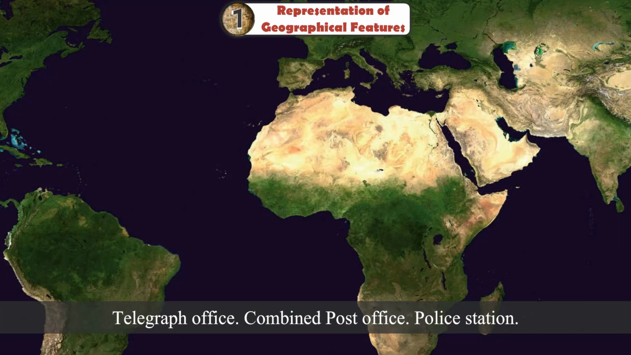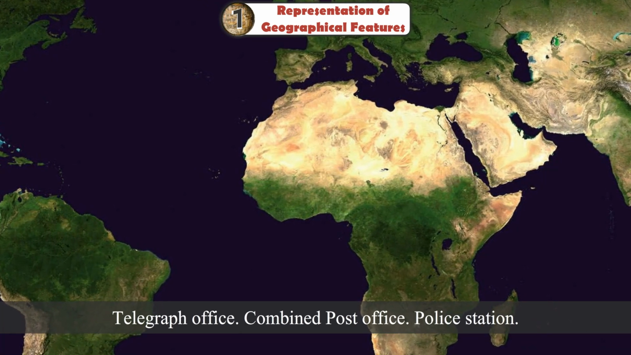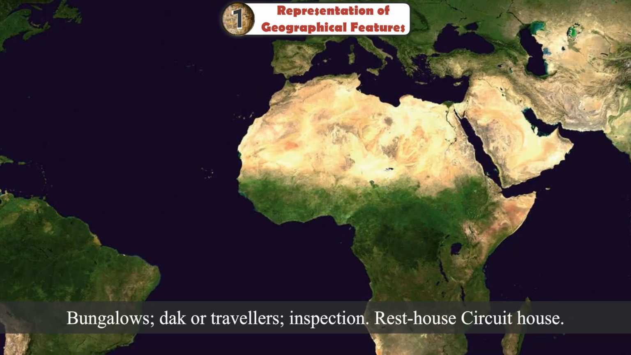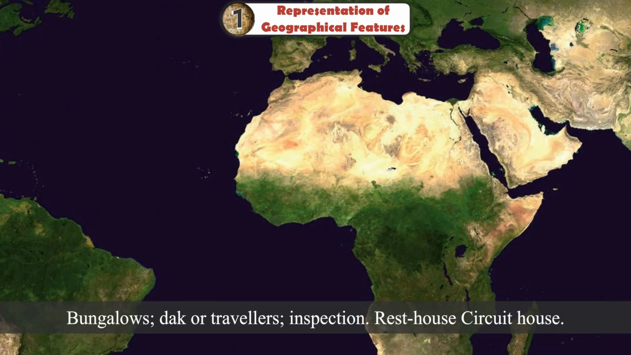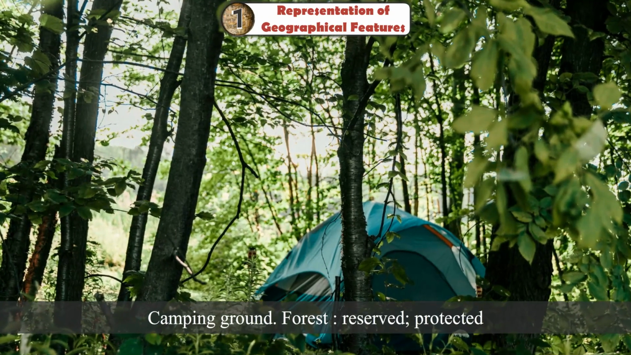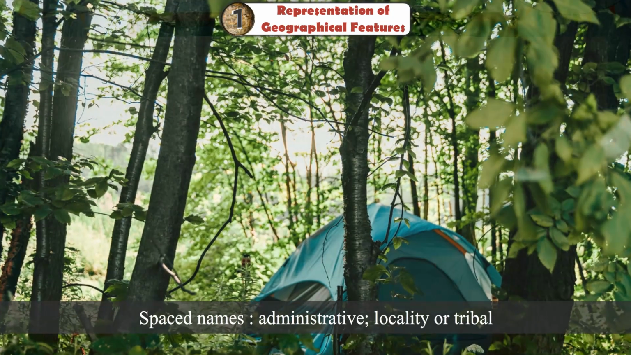Tertiary, canal, post office, telegraph office, combined post office, police station. Bungalows: dak or travellers, inspection, rest house, circuit house. Camping ground, forest reserved, protected, space names, administrated, locality or tribal.